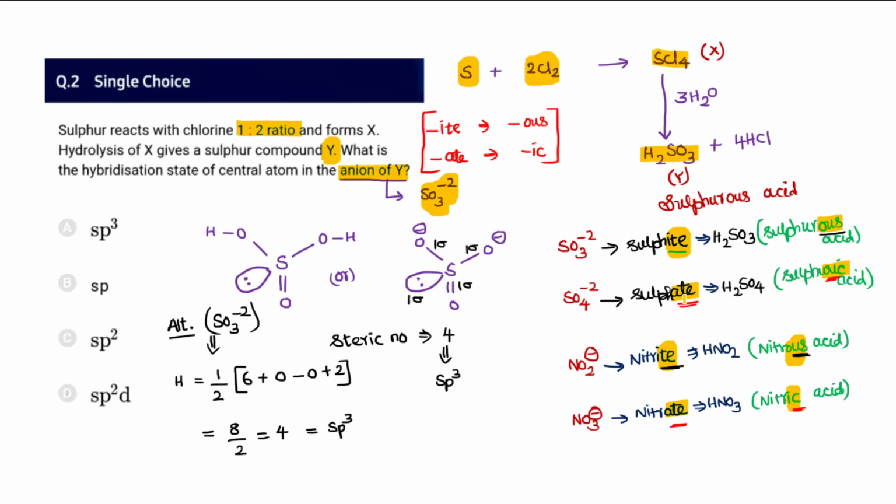So the structure of SO3 2- or H2SO3 can be written this way. The sulfur is the central atom, and there is a lone pair, and 1, 2 and then 3 bonds. So total 3 plus 1 lone pair. So totally the steric number is 4. So 4 sigma bonds, 1, 2, 3 and then 4. So sp3 hybridization. If you count, you should get 4: 1 s orbital and 3 p orbitals. So the steric number is 4.